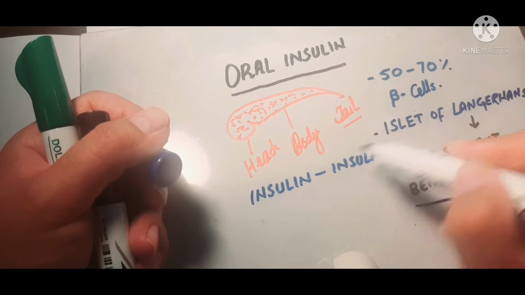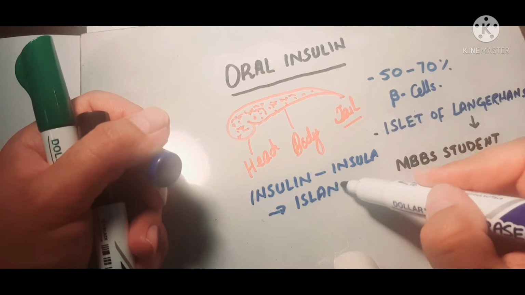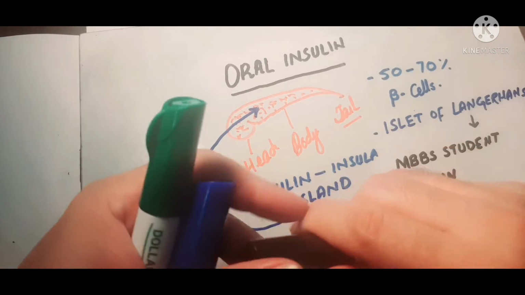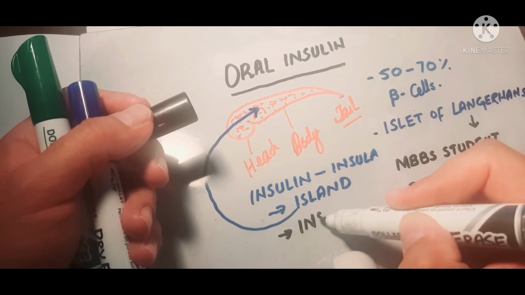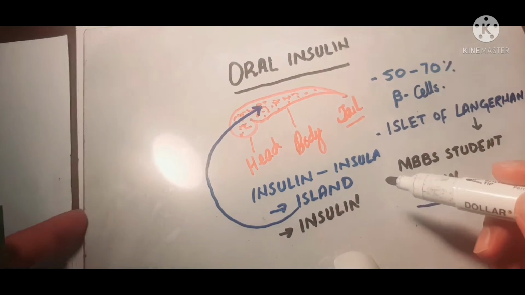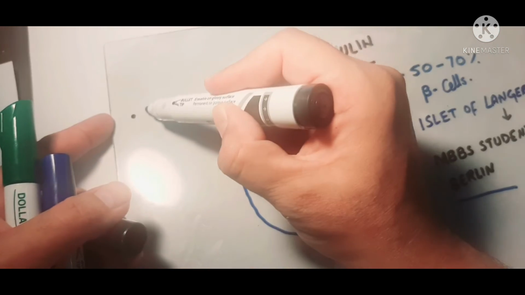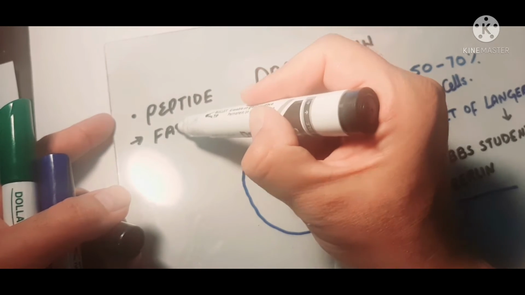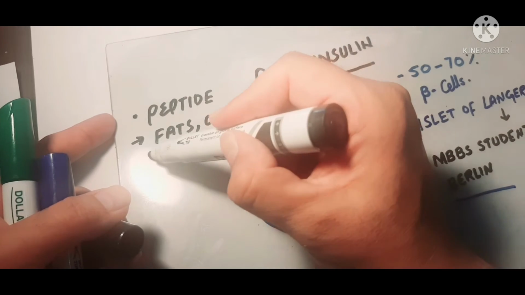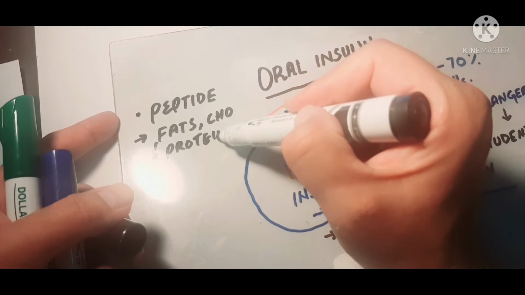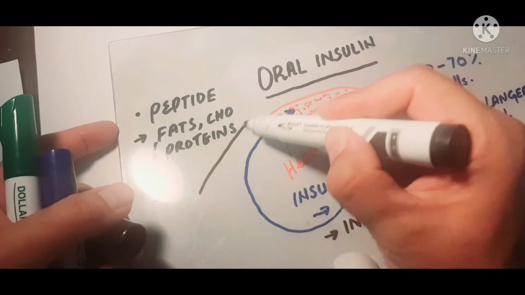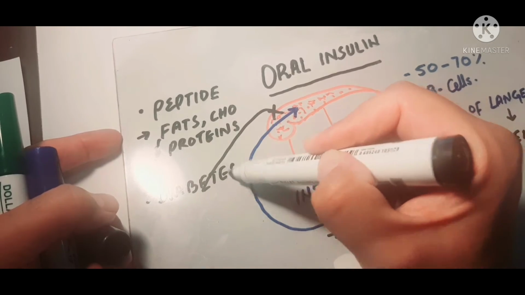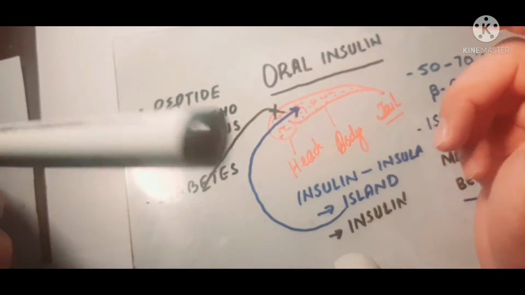The word insulin has been derived from insula, which means island, because it's an island in the pancreas which is composed of beta cells which secrete insulin. Insulin is a peptide composed of amino acids, which is responsible for the metabolism of fats, carbohydrates, and proteins. Beta cells inside the pancreas are responsible for the secretion of insulin.